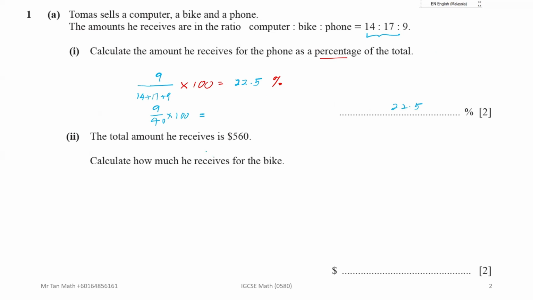Part 2, the total amount he received is 560. Calculate how much he received for the bike. So it's total, so 560, this equals 40 parts. Okay, so the bike is 17. We just take 560 over 40 times 17. You will get 238.